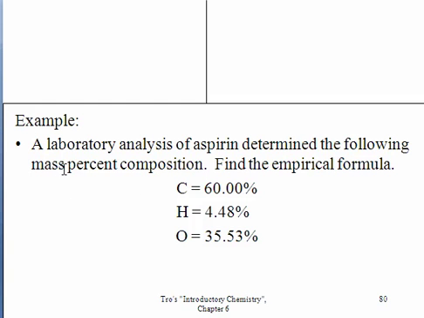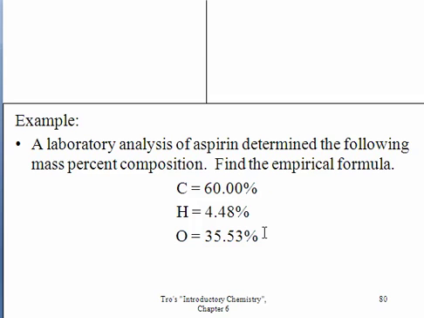So here's an example. A laboratory analysis of aspirin determined the following mass percent composition. Find the empirical formula. So this would be a typical question. This is all you would be given, and based on this, you're going to be able to find the empirical formula. Now, mass percentages, due to the law of constant composition, are always the same. If I have 10 grams of aspirin, it's going to be 60% carbon. If I have 1,000,000 grams of this aspirin, it's still going to be 60% carbon.